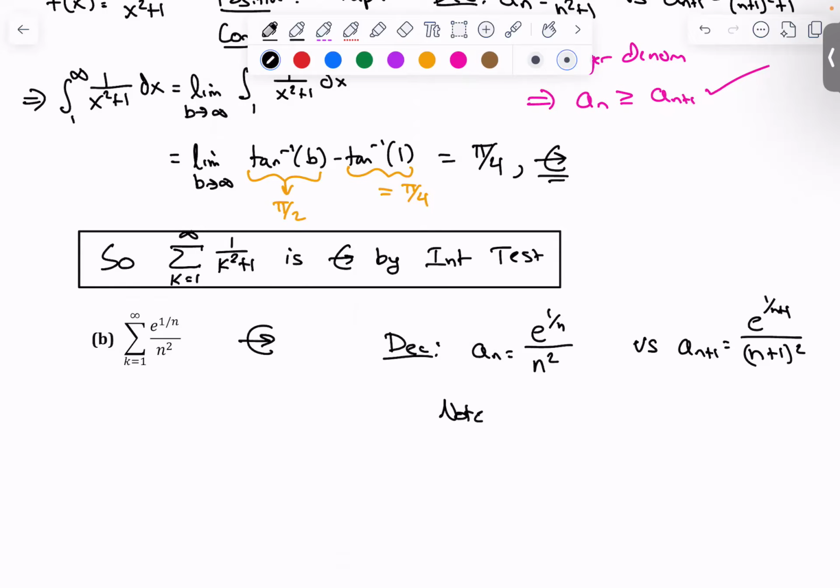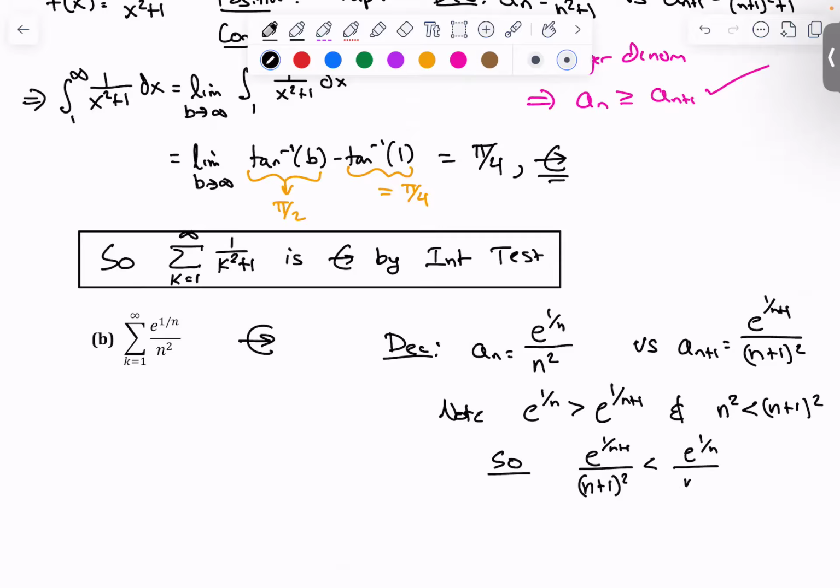Note, e to the 1 over n is larger than e to the 1 over n plus 1, and n squared is less than n plus 1 squared. So e to the 1 over n plus 1 over n plus 1 squared is less than e to the 1 over n squared.